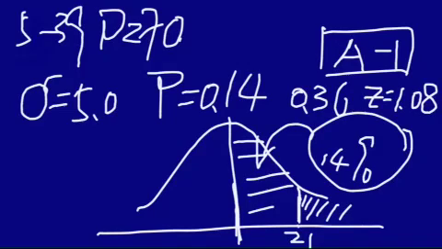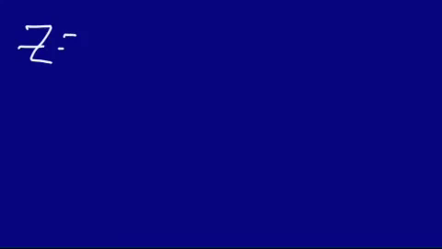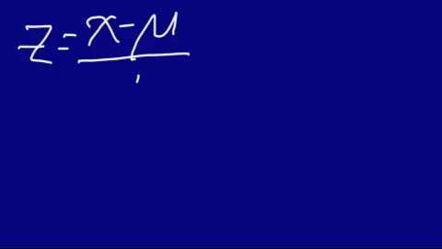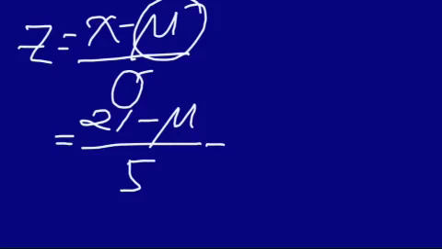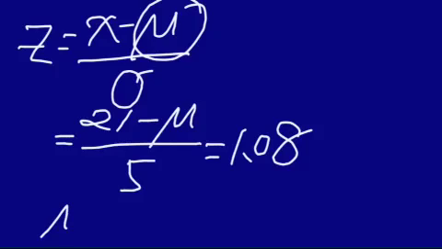After that, we can use the equation z equals x minus mu divided by the standard deviation to calculate what the mean is, because we know the x, that is the random variable, 21, minus the mu divided by the 5, and it equals 1.08. From this equation, we can get mu, it comes from 1.08 times 5, and 21 minus that, and then we get 15.6, and this is the mean of that.